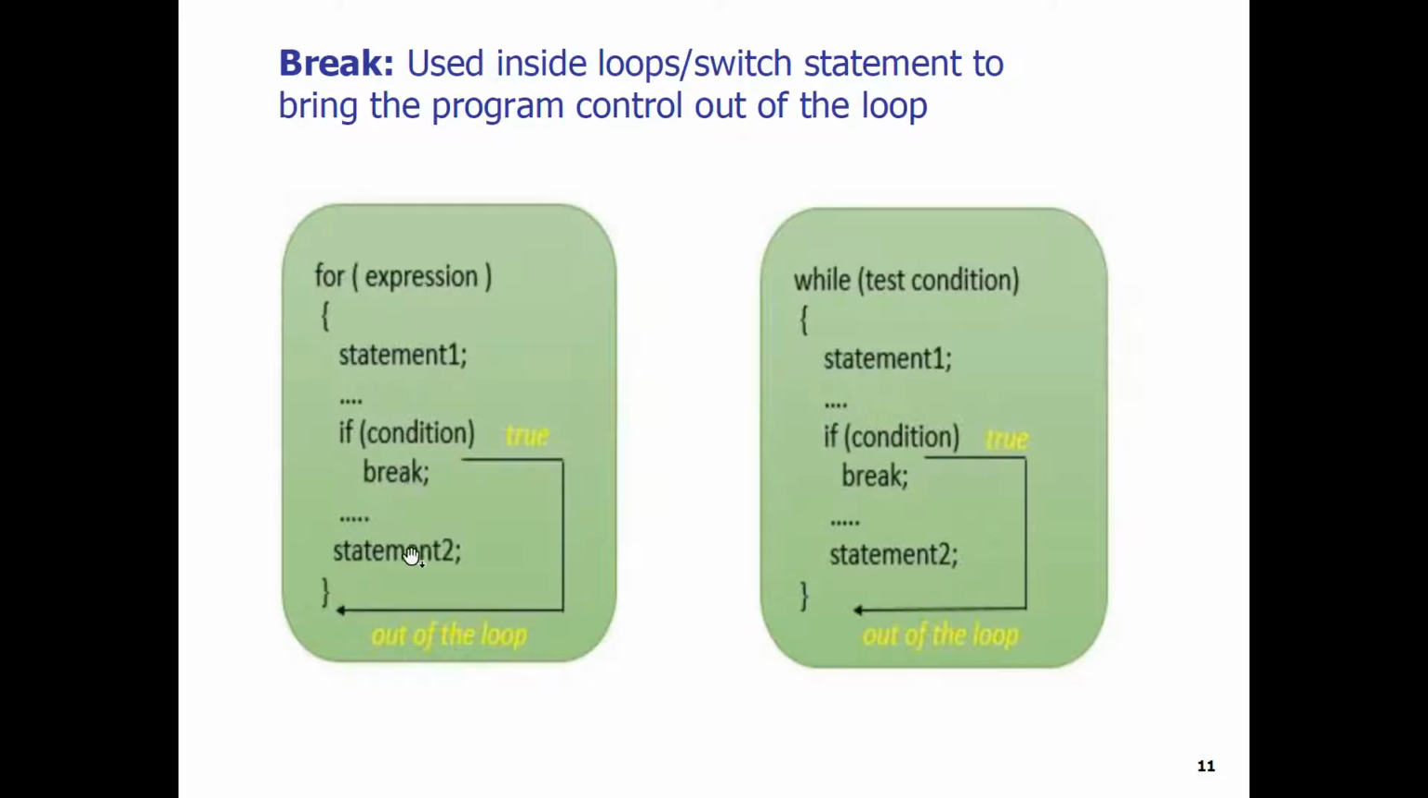The rest of the statements you are going to skip, and the rest of the iterations you are going to skip, and then we want to come out of the for loop. So you can use the break statement. Similarly, you can use the break statement inside a while loop also. But what is important here is that the break statement is used inside loops. It may be a for loop, while loop, do while loop, or switch statement to bring the program control out of the loop. That is the purpose of the break statement.